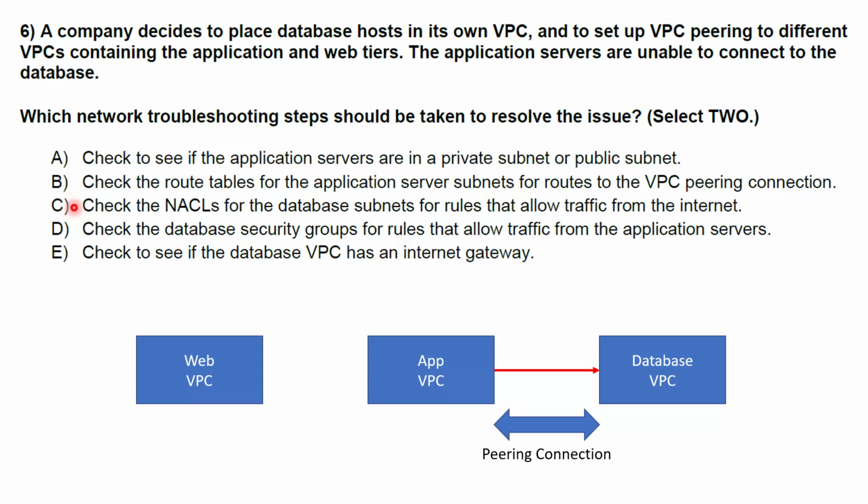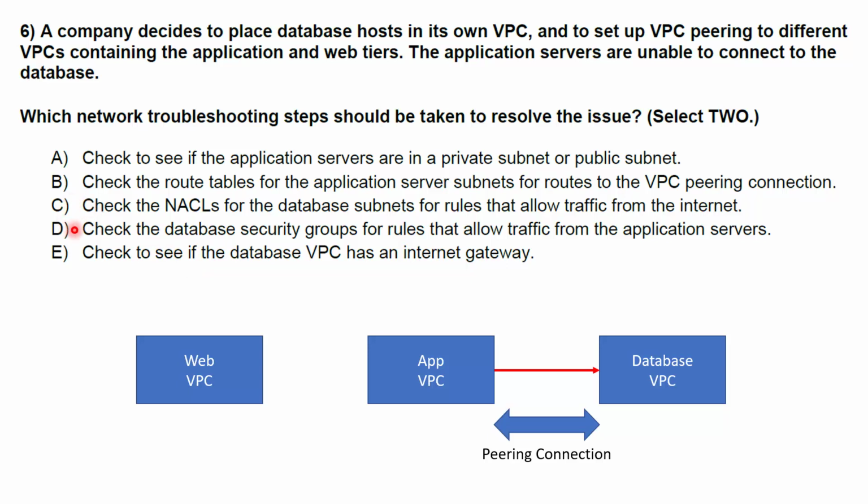Choice C is asking you to check the network ACL for the database subnet for rules that allow traffic from the internet. While network ACL can indeed block communication, this choice is asking us to see if the database subnet allows traffic from the internet. We don't need to allow traffic from the internet as the communication over a peering connection is private and uses AWS network. So this choice is also invalid.